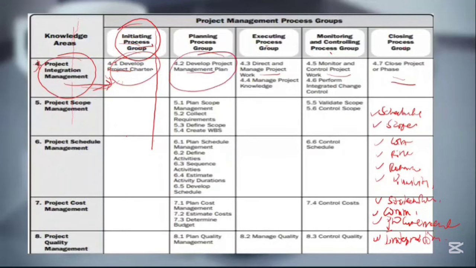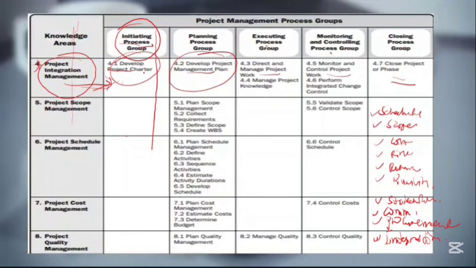Now, if I go to another process under integration management, under the planning process group, we need a plan, a mother plan. We said integration is where we put everything together. So we need a mother plan that will hold all the plans that we generate. Remember, the plans are artifacts. So it's our task, once we understand the charter, to create subsidiary management plans.